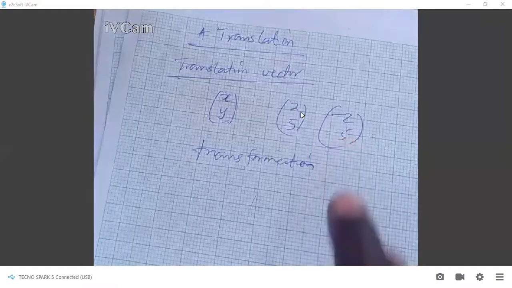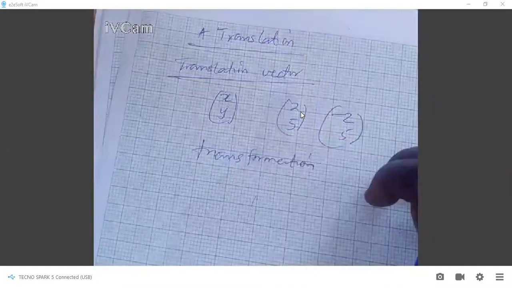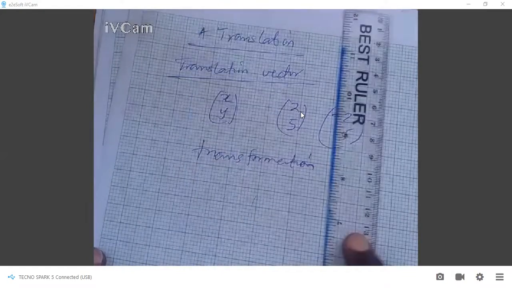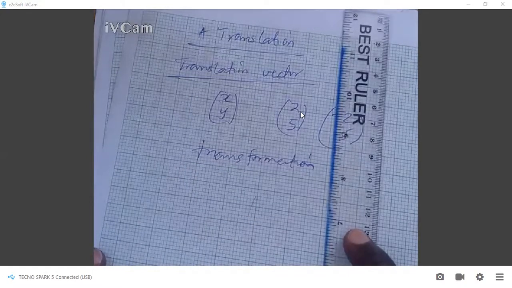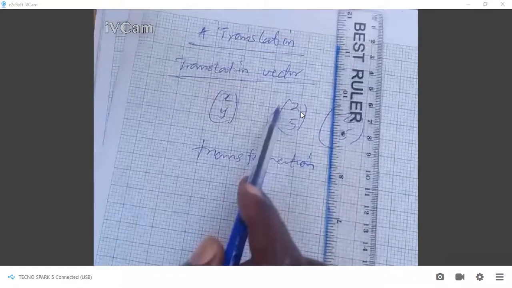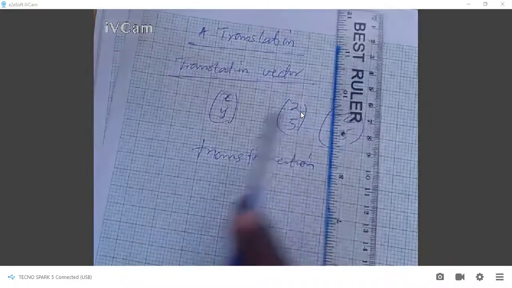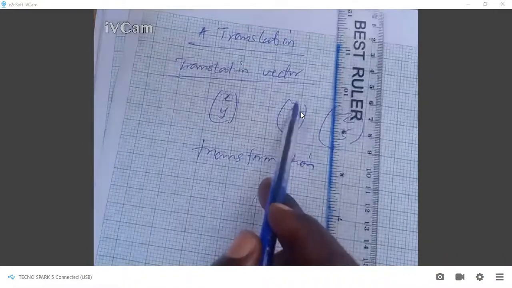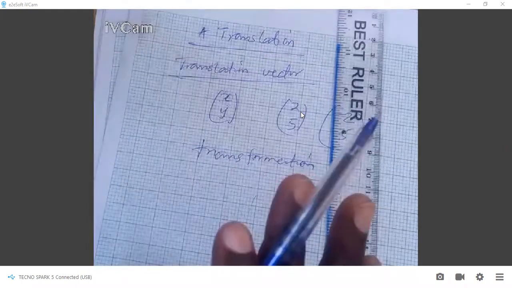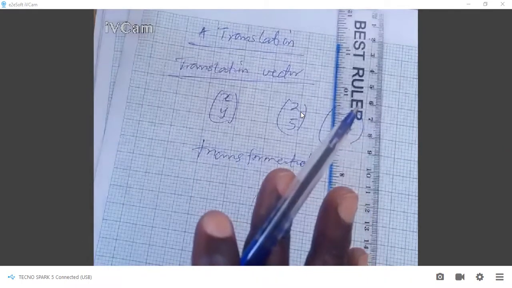And then you see it is more of a slide. Like you have some object here and you slide it to get an image. It's more of a slide, but that slide means that there is some vector that has affected it. It has moved a particular distance in the x-axis and a particular distance in the y-axis. That's what you looked at when you are looking at a translation.